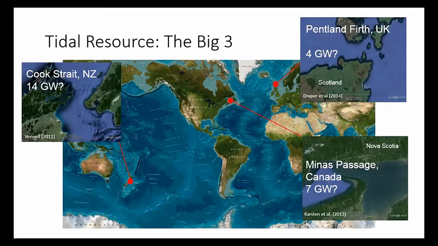So these figures, 14 gigawatts and 7 and 4, are theoretical upper limits. So we're not going to generate all the power that we can from these sites. If we were to do it, we'd need to build a bridge of turbines, totally blocking the channel. That's going to cost a lot of money and it's going to have environmental consequences. But we could potentially generate 1 or 2 gigawatts from Cook Strait, 1 or 2 from Minas Passage, depending.